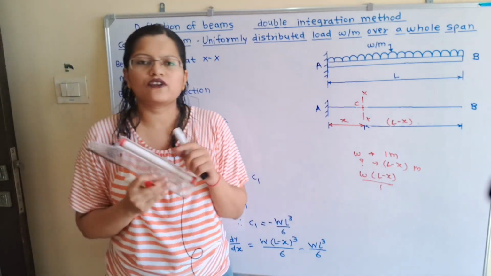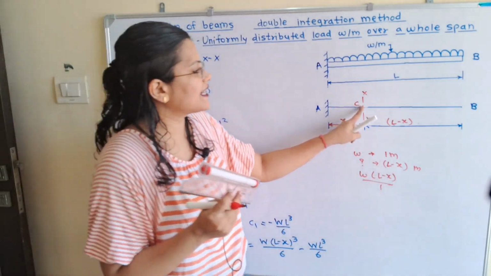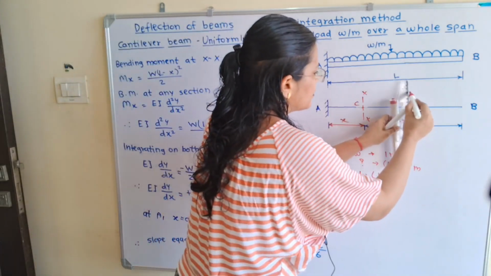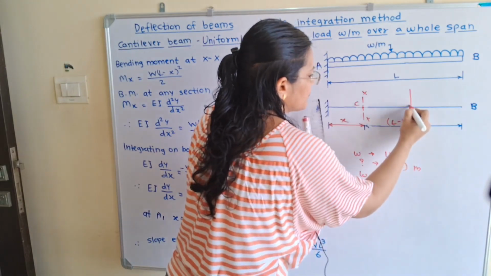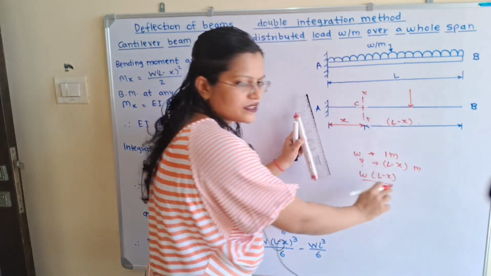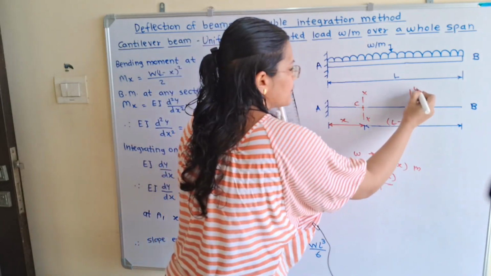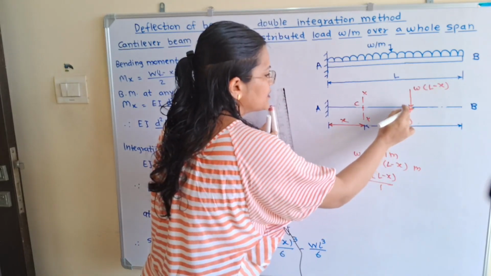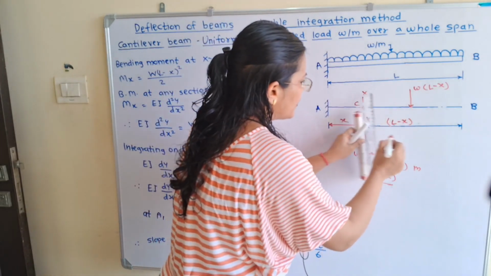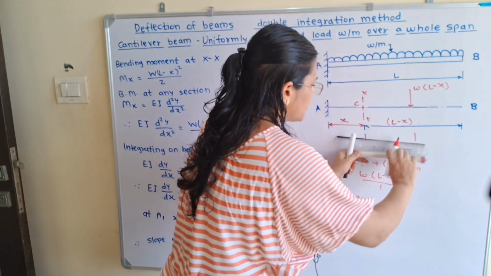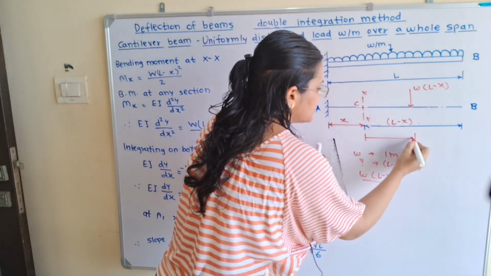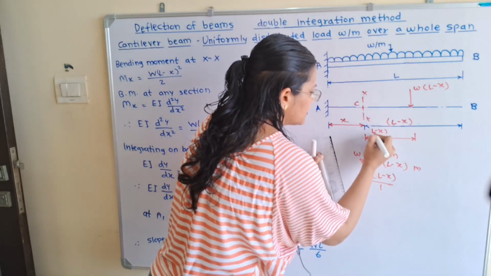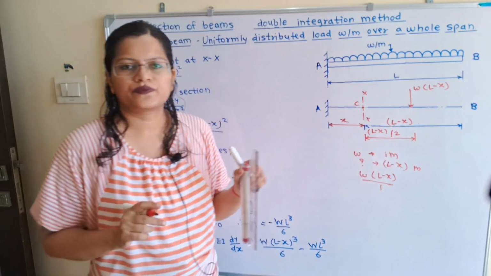And where is the point of application of this load? It is at the center point of the span BC. So here we will take the center point, and the magnitude of load is W times the bracket L minus x. Now what is the distance of the center point from this point C? We will also show the distance here, and this distance is half of the total length L minus x, that is L minus x divided by 2.